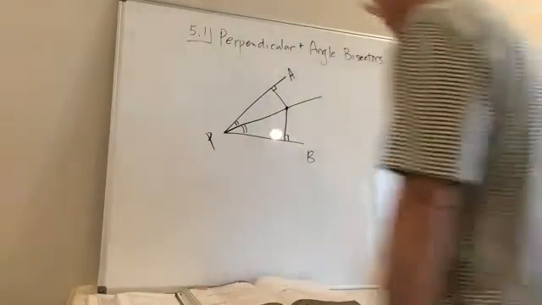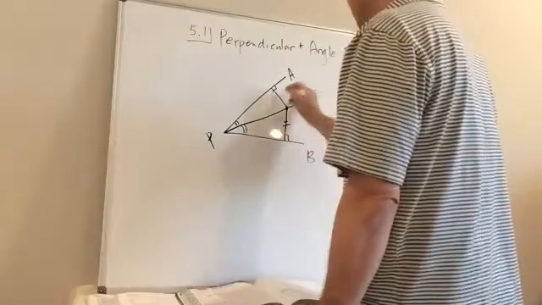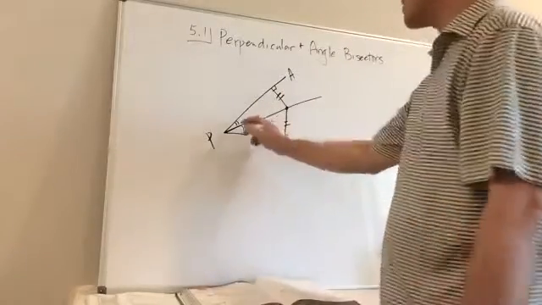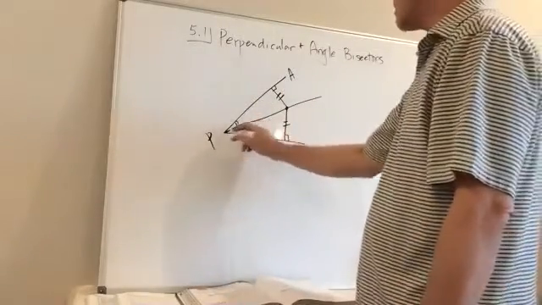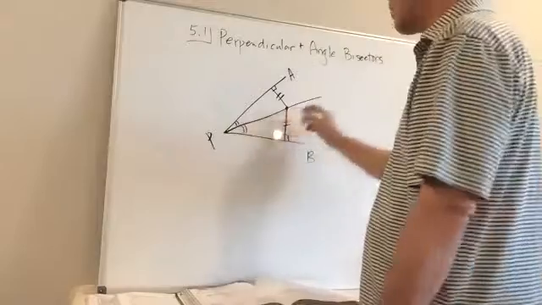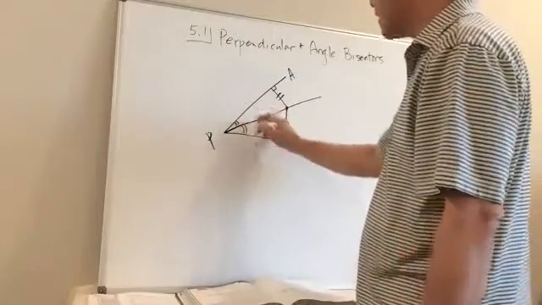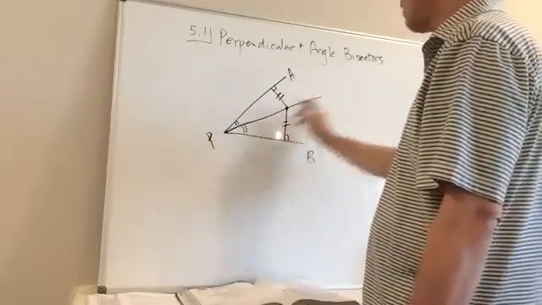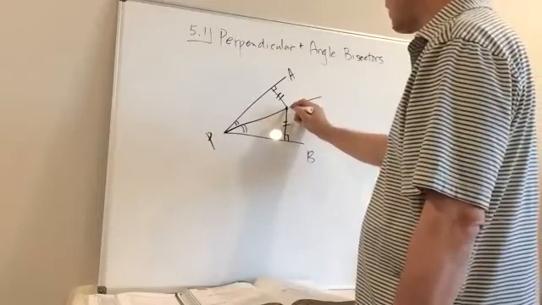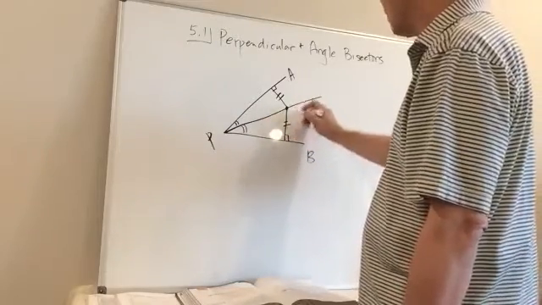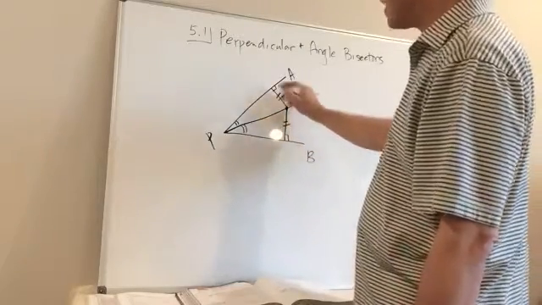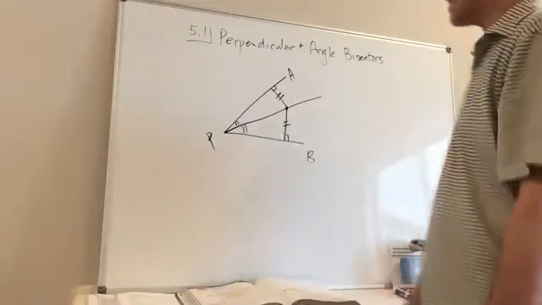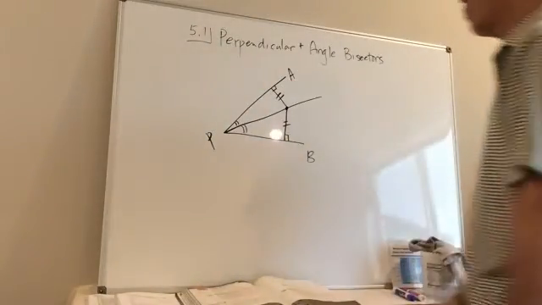Okay? So this distance here and this distance. In other words, if this and this are the same, if this is an angle bisector, right? Because now it's bisecting this angle. For any point on the bisector of the angle, the distance from this line and the distance from this line are going to be the same. Okay, and how do I prove that?